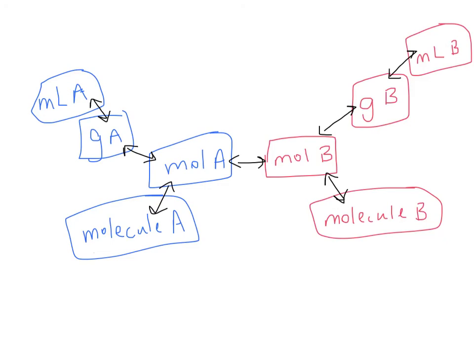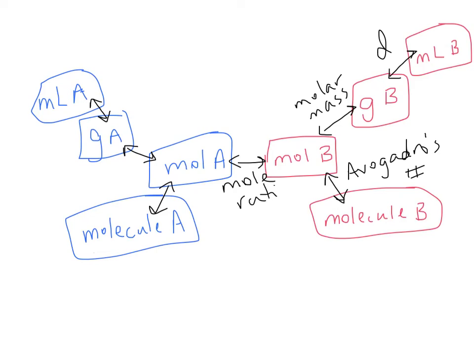So the same thing on the other side. How do you go from moles to grams? That's molar mass. How do you go from grams to milliliters? That's your density. How do you go from moles to molecules? That's Avogadro's number. And then from moles of A to moles of B, this is from your mole ratios. This is from your balanced equation. Always got to have a balanced equation, so that is the first step.